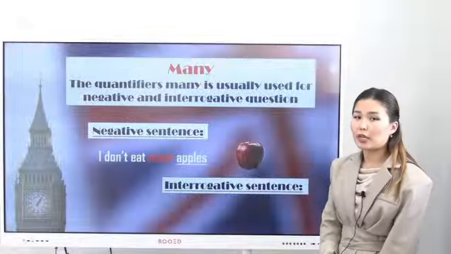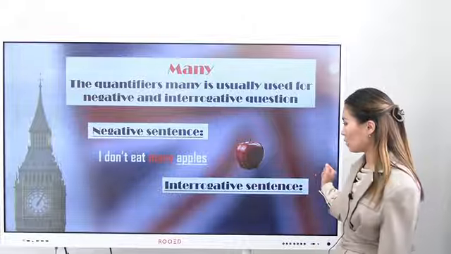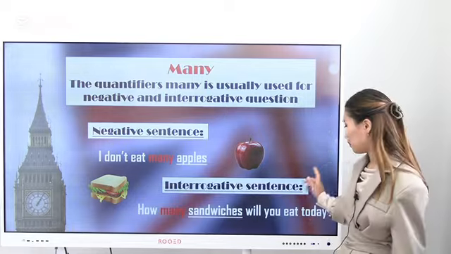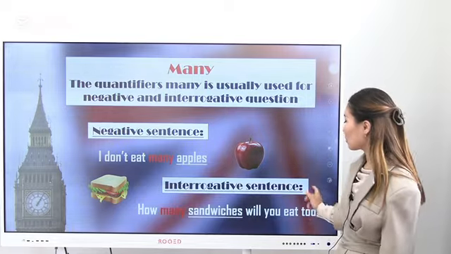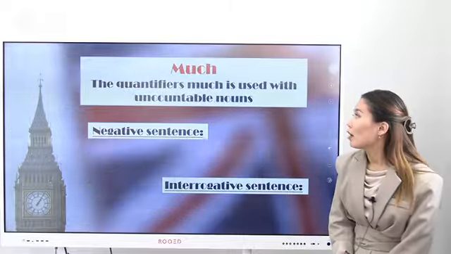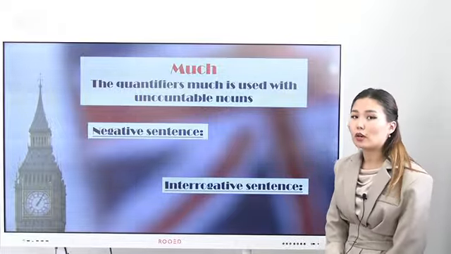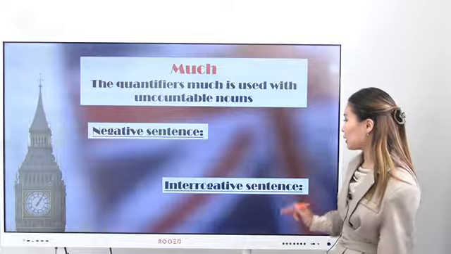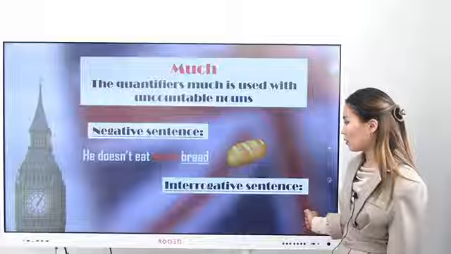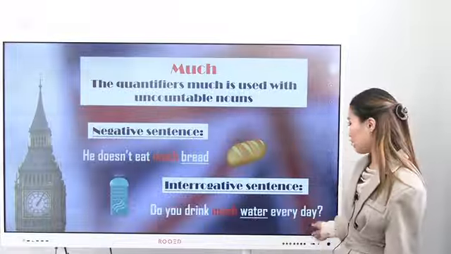I don't eat many apples. Here, the word apples is a countable noun. Next example. How many sandwiches will you eat today? Next quantifier, much. The quantifier much is usually used with uncountable nouns. For example, a negative sentence. He doesn't eat much bread. Next, do you drink much water every day?